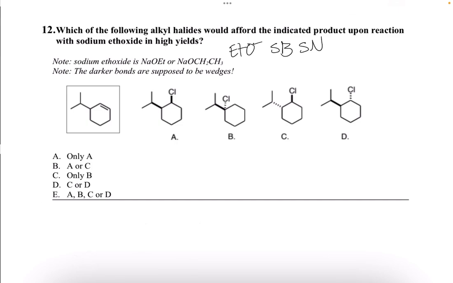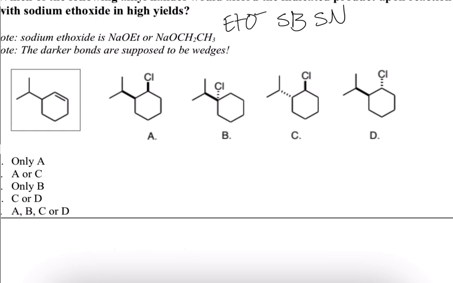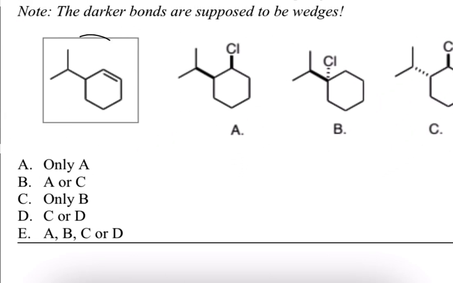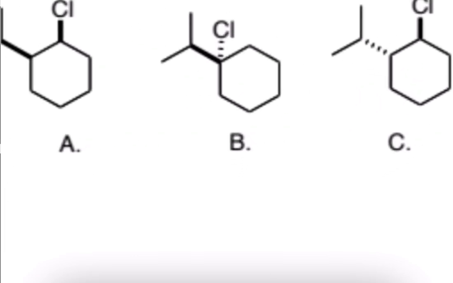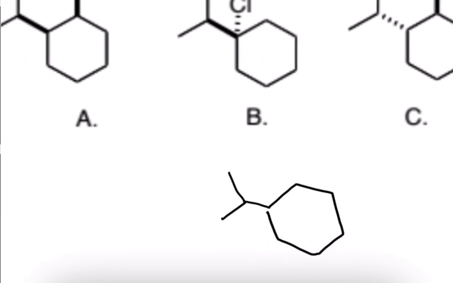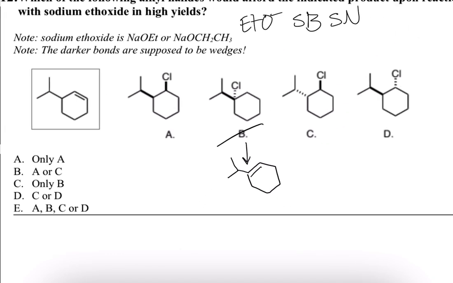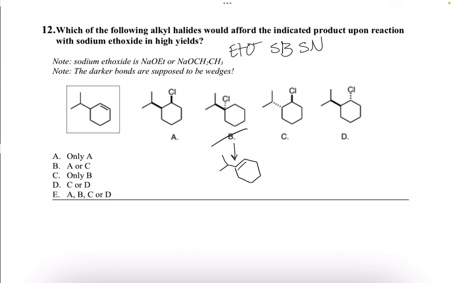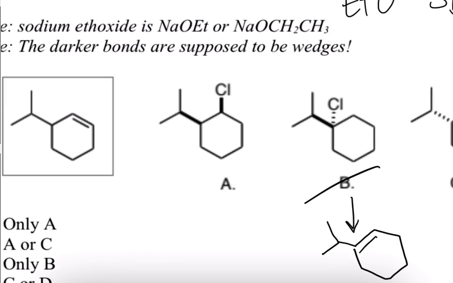Now, if we went through and did an elimination on B, we wouldn't be getting our product here. What we would actually be getting is a mixture of, if I can draw this correctly, a double bond here, or we would actually get a double bond on the bottom, but it doesn't really matter because we can rotate and flip it. So this would be our product. So we know it's not B. Now let's look at our other ones. Okay, let's look at A.